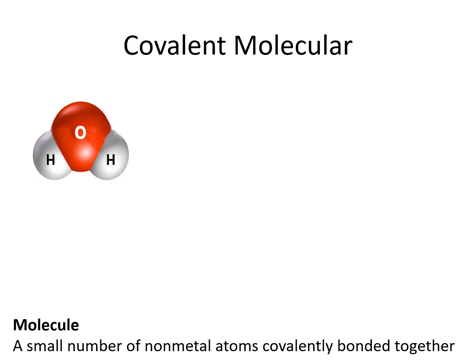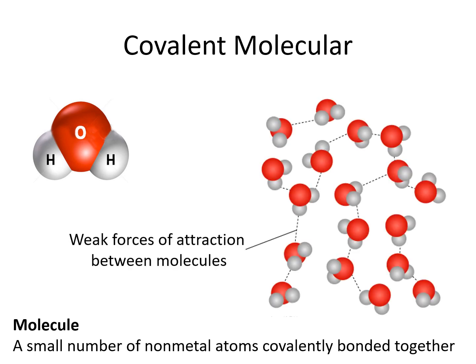Our third structure is the covalent molecular structure. A molecule, let's define it again, is a small number of non-metal atoms covalently bonded together. We have a molecule here shown of water, H2O, and that's an individual discrete molecule. But if we have a glass of water, for example, we're not just going to have one molecule, we're going to have trillions and trillions of these molecules, and they will all interact with each other. The dashed line there, showing the interaction between the molecules, is what we refer to as a weak force of attraction, or an intermolecular force of attraction, and it's very, very weak.